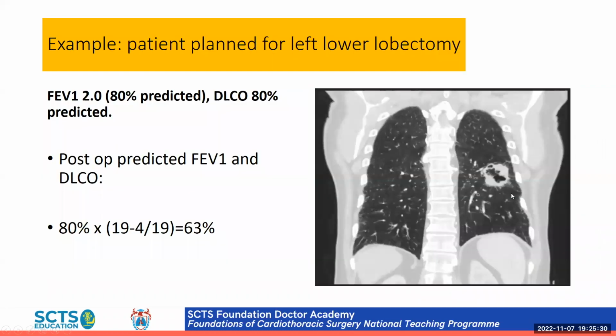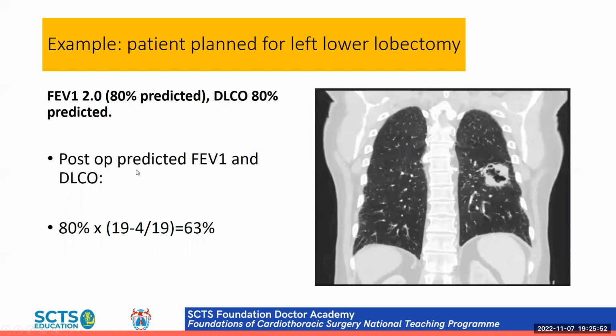So let's do some examples. This is a patient who has a tumor in the left lower lobe. You can see the fissure just there. And this is a bulky tumor, approximately around 35 millimeters. And let's say that the FEV1 was 2 liters, 80% predicted, and the DLCO was 80% predicted.